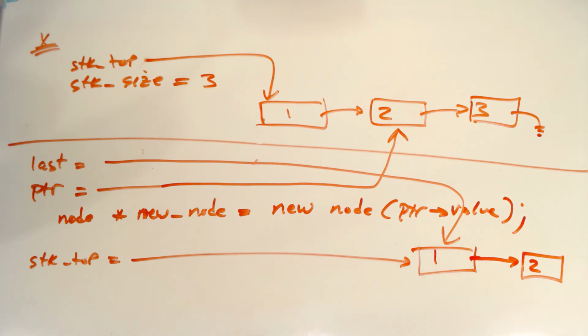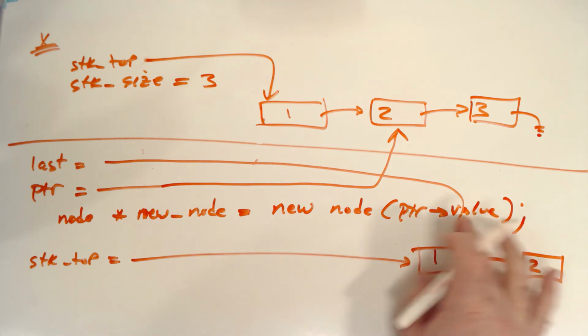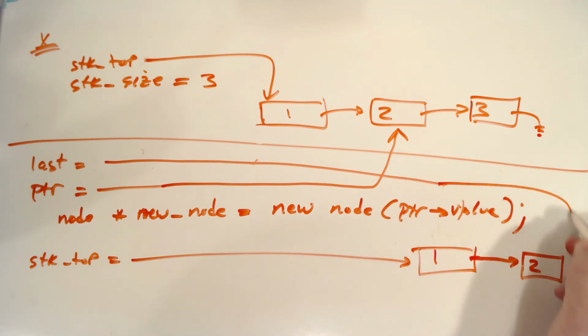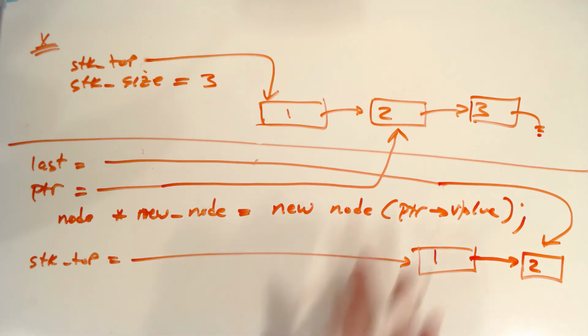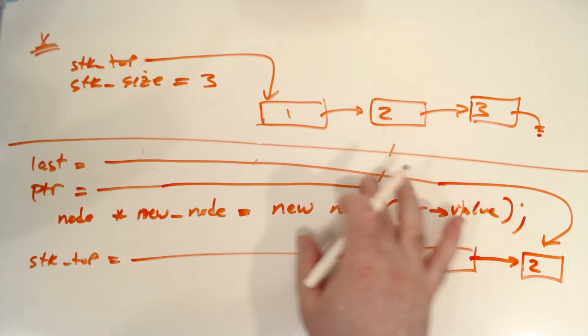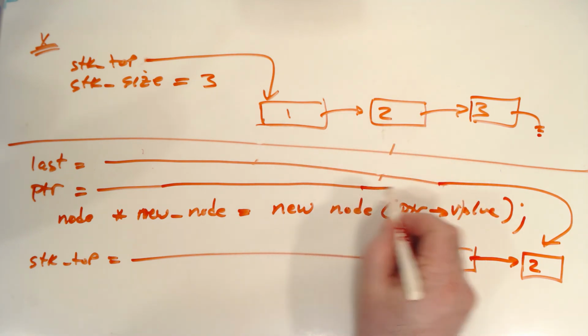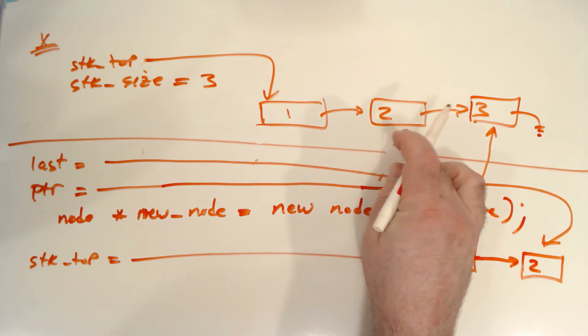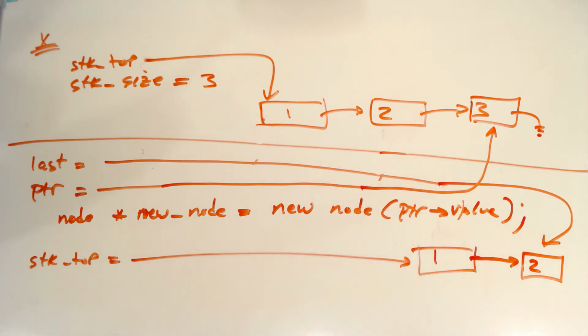We then fall out of the bottom of the loop. We say last equals new node. Well, that means that we're going to move the last pointer over to here now. Zoink, right? And we are going to say pointer equals pointer next. So it no longer points to the 2. It will move over to the 3. Okay. And we go then around the loop again. What are we going to do? We're going to allocate a new node and set its value to whatever the pointer value is. So we now create a 3 over here.